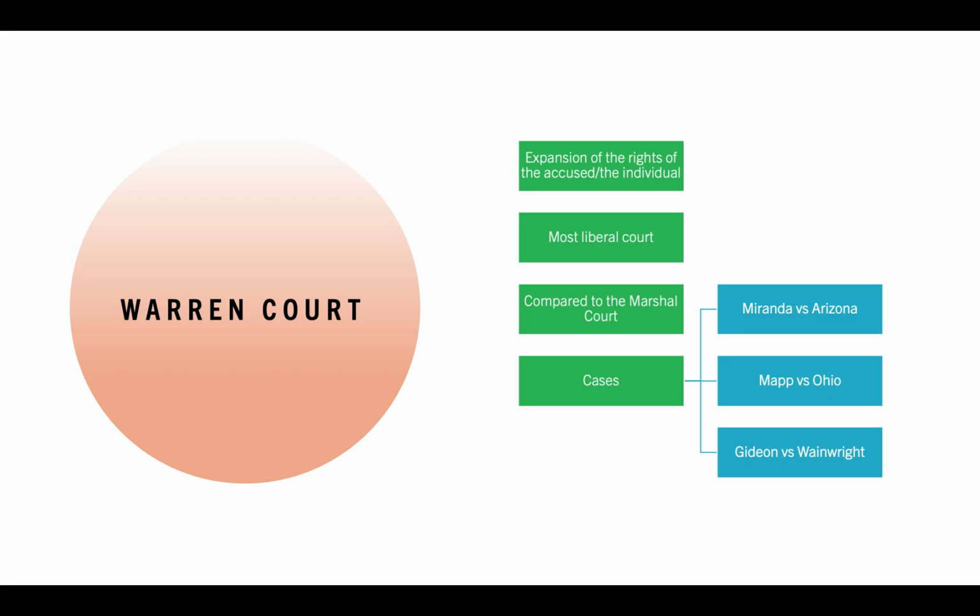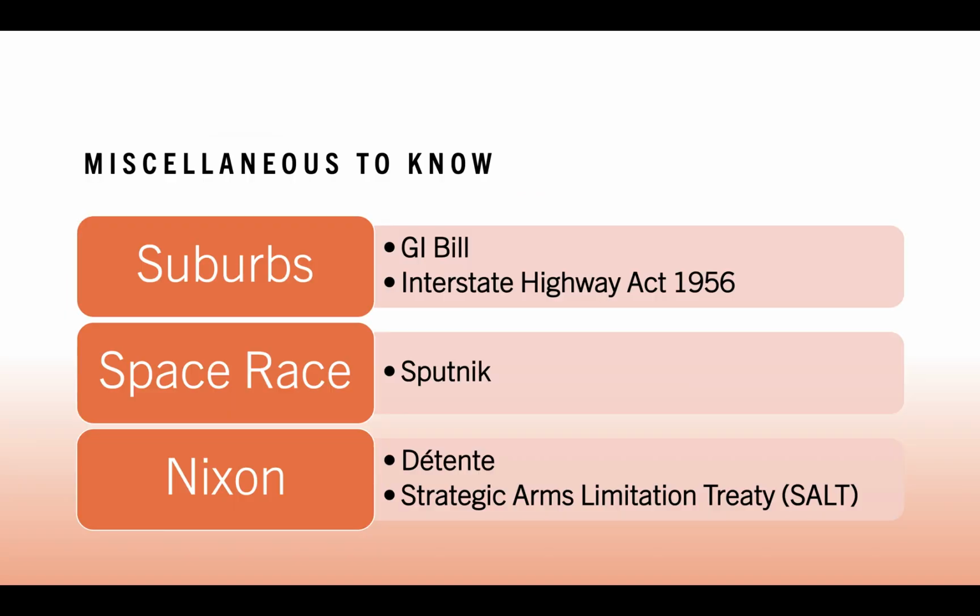Cases that you would see in multiple choice questions to go with the Warren Court would be Miranda versus Arizona, that gives us the Miranda rights. Mapp versus Ohio, which tells us that the police need a warrant to use evidence and to search for evidence. Protects us from unreasonable search and seizure. And then Gideon versus Wainwright, which is the case that tells us you have the right to an attorney no matter what crime you commit.